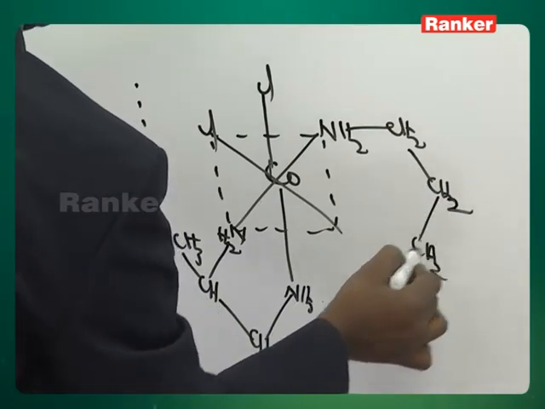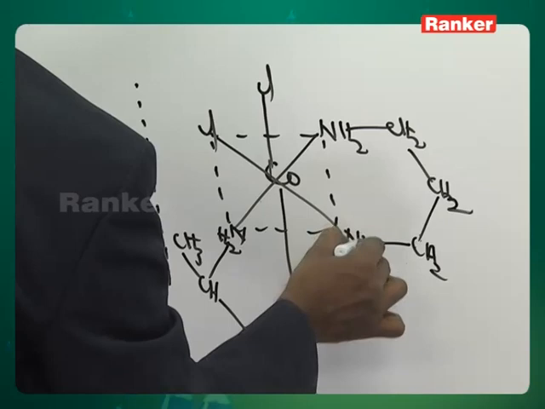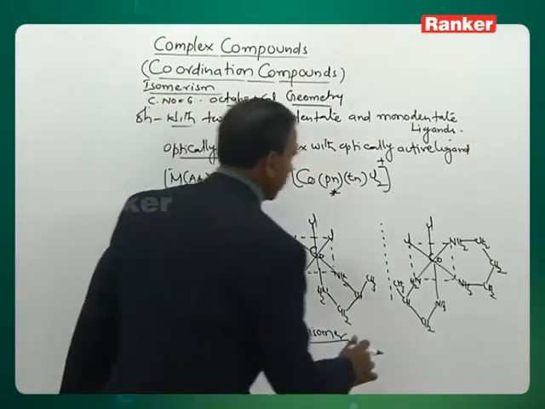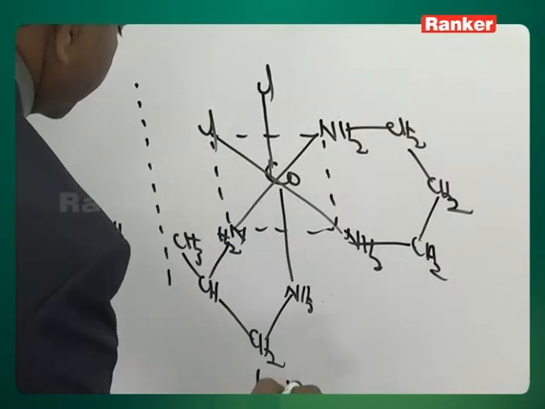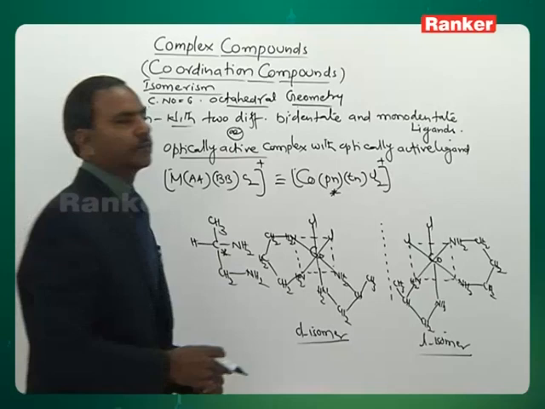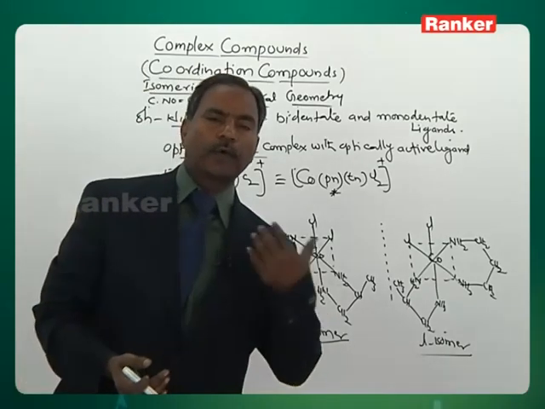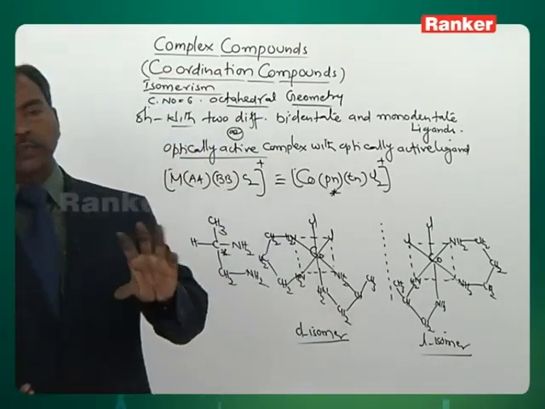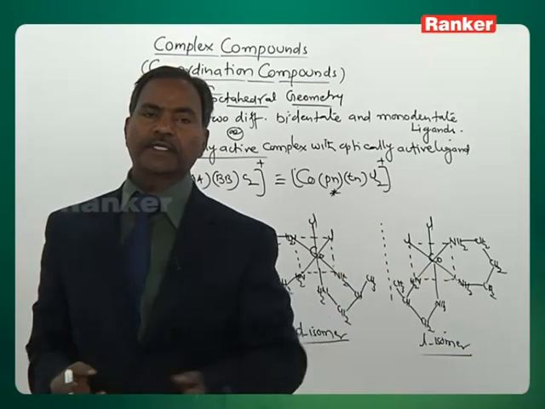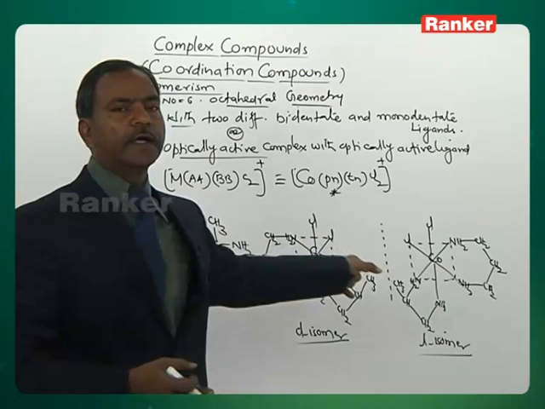CH2, CH2 and NH2. Also say one is D, the other one will be L. See, octahedral geometry with monodentate we completed. Octahedral geometry with two different, with bidentates and monodentates, and with two different bidentates and monodentates.